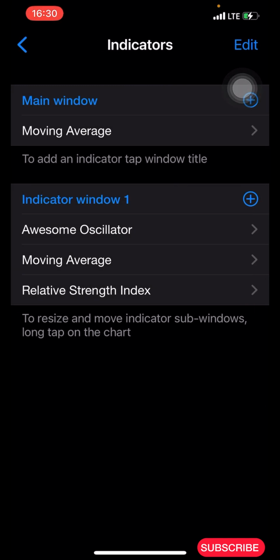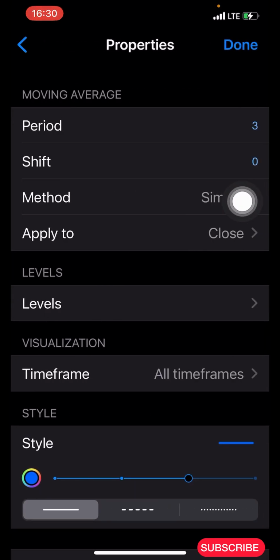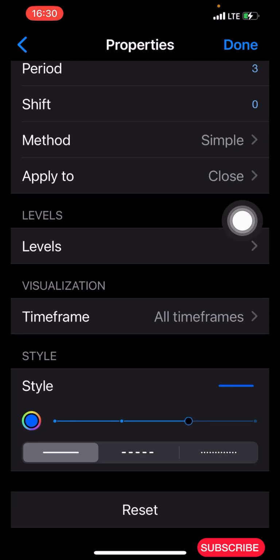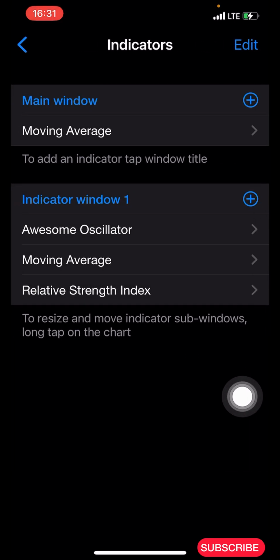Alright, now the next indicator we have here is a moving average again. So you are going to be clicking on this indicator window 1 plus icon to add the moving average under the awesome oscillator. Okay, so you click on this and you search for your moving average. Now these are the properties for it. The period is 3, shift is 0, method is simple, apply to is close, the level you leave it as it is, time frame all time frame, and the color you make it blue, 3 pixel, and you are done with the moving average.